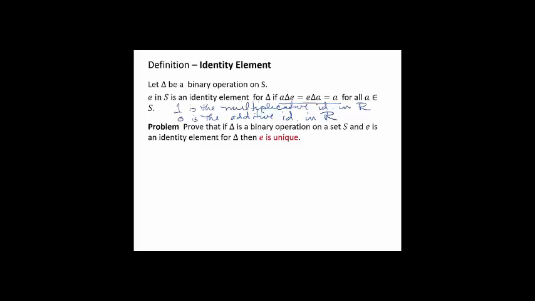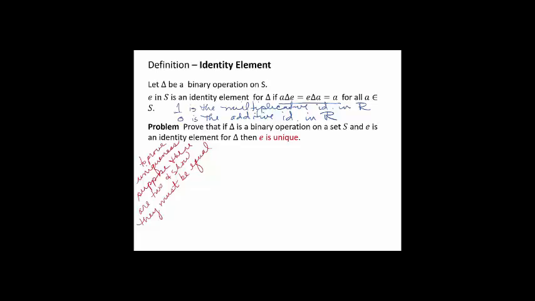Now this is a problem like you will work on in class. We want to prove that if there is a binary operation on a set S and there is an identity, then it is unique. There are not two of them. So there's always a way to prove uniqueness. You should add what's written in red off to the left there to your list of how to prove things.